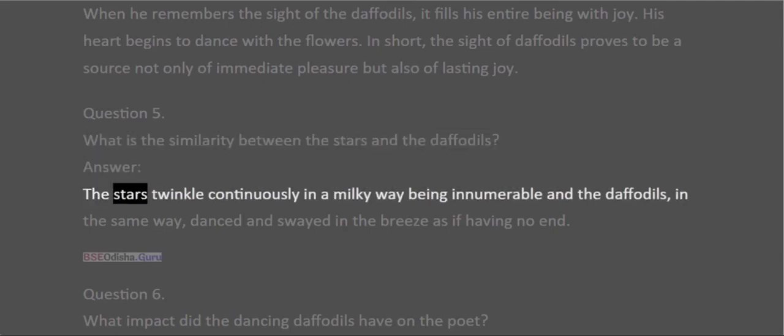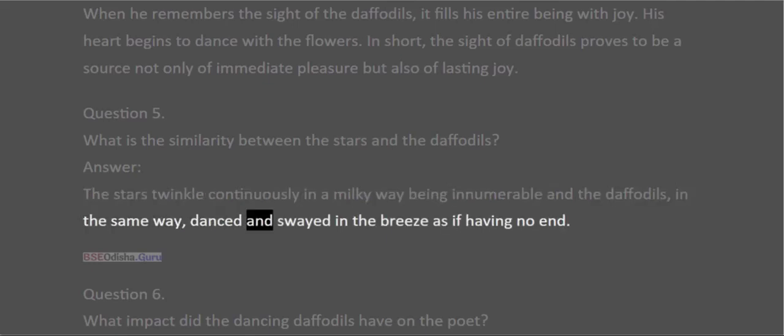Question 5. What is the similarity between the stars and the daffodils? Answer. The stars twinkle continuously in the Milky Way, being innumerable, and the daffodils, in the same way, danced and swayed in the breeze as if having no end.